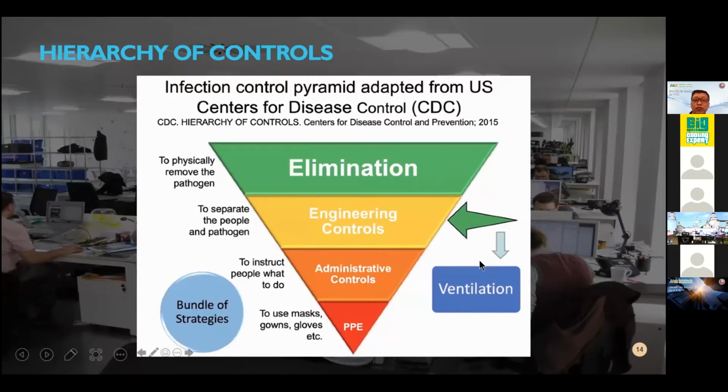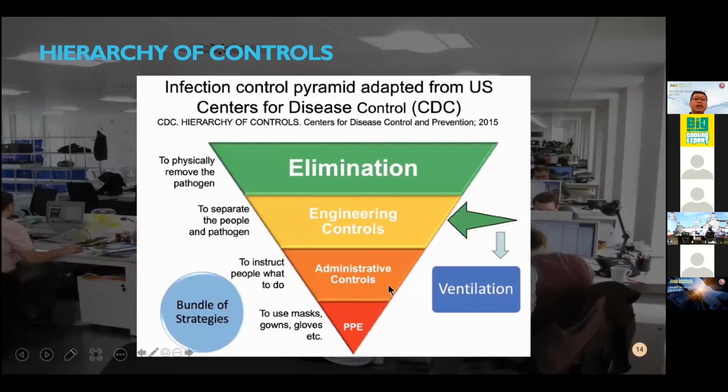We are looking into a bundle of strategy. By working with elimination and engineering, if you don't have administration control, and the person who is working indoor does not use a face mask or doesn't follow any SOP, it won't work. Everything won't work. You have to have a bundle strategy. Everything is important. It is like a company, from top management down to human resource, finance department, sales team, after sales team, service department, everything. We have to work as a team. Otherwise, the company cannot sustain.